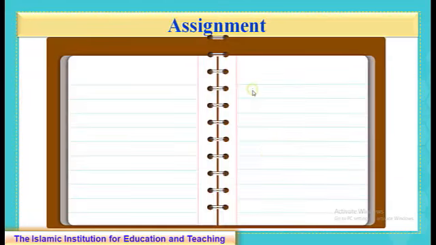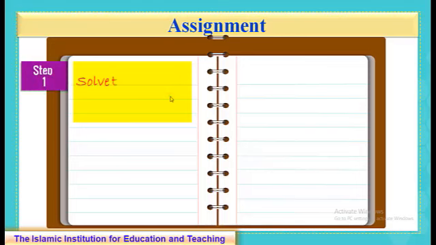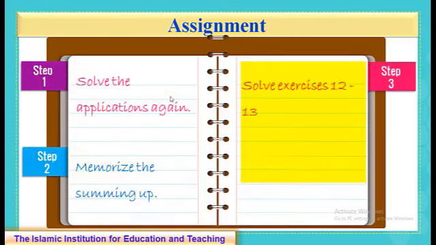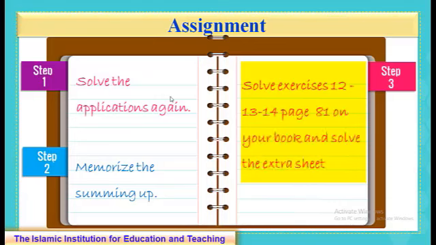And finally comes the assignment. Solve the applications again, memorize the summing up, and solve exercises 12, 13, 14, page 81 on your book, and then solve the extra sheet.